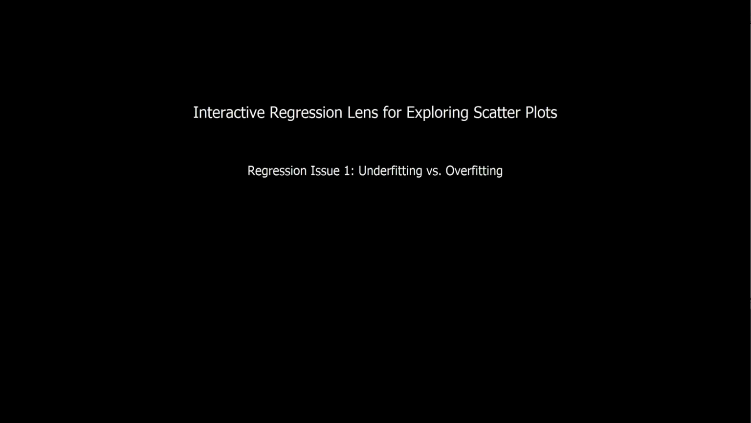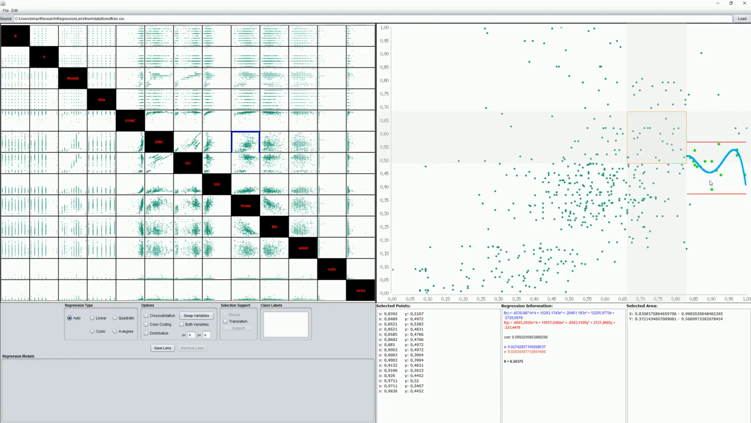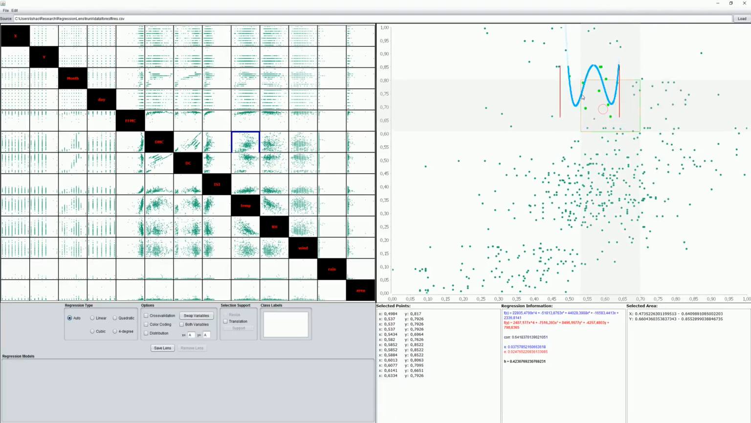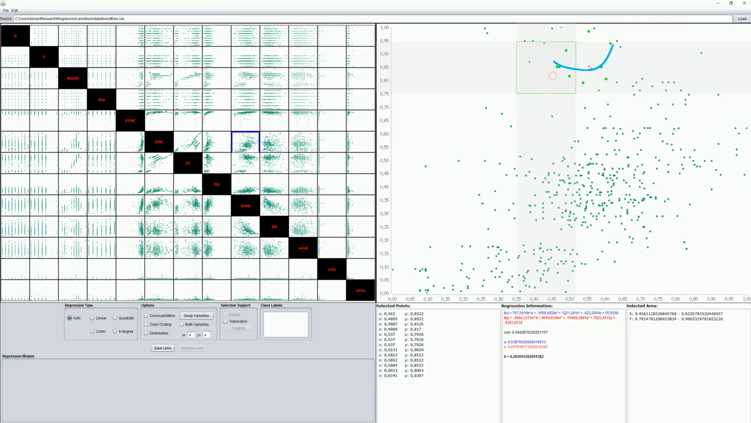Regression issue 1: underfitting versus overfitting. The auto selection mode returns the best fitting model for a given selection. However, often it returned the most complex model, fitting the data perfectly. To prevent overfitting, cross-validation can be turned on.